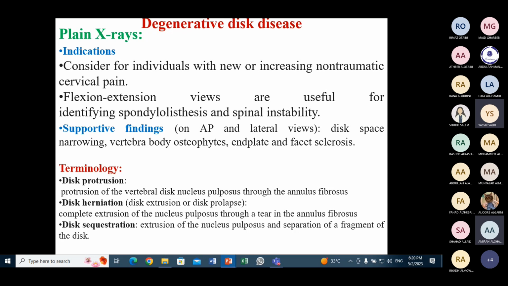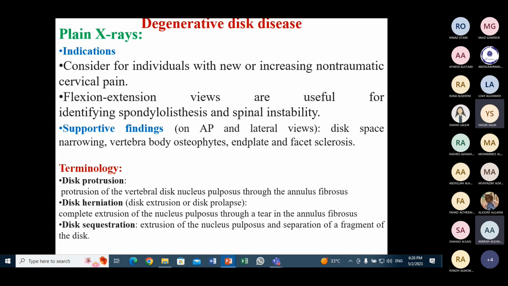طيب الديجنريتيف تشينجز مرت بينا كم مره تكلمنا عنها. الديجنريتيف ديسك فممكن يكون diagnosed by plain X-ray اللي هي should be done as an initial investigation for assessment of the degenerative changes. And also you can do additional view اللي هو dynamic view اللي هو flexion and extension view for assessment of the spinal instability زي ما قلنا أو spondylolisthesis.